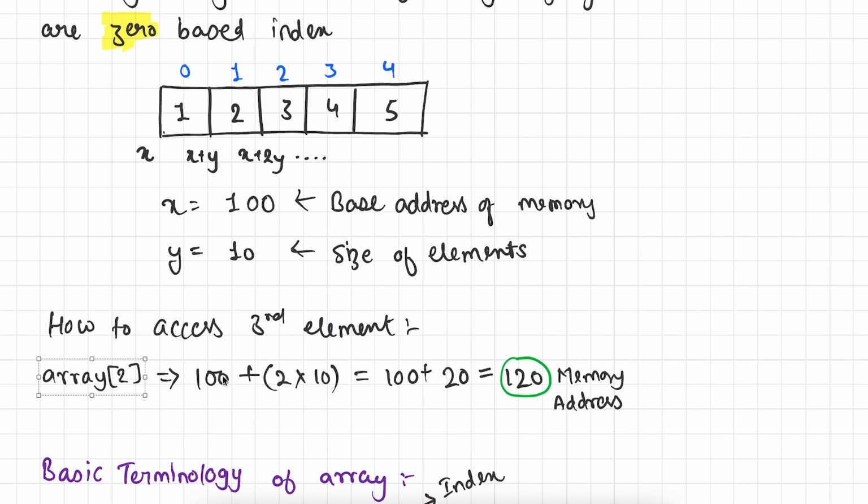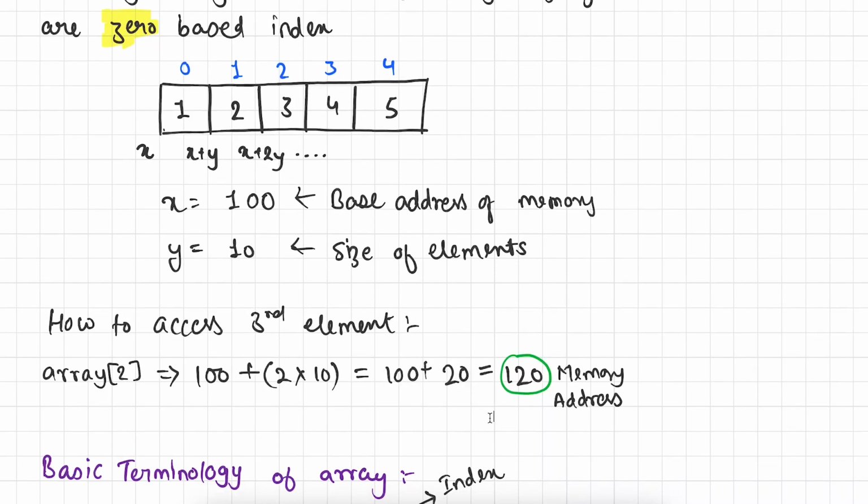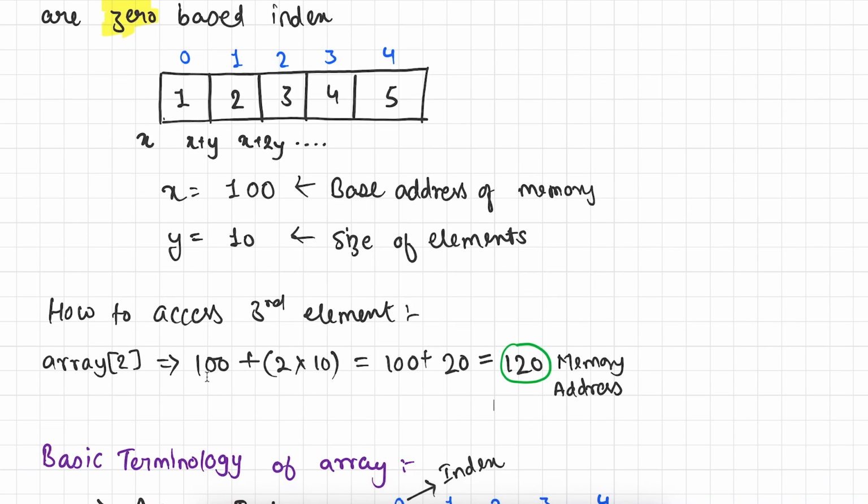Internally, it simply performs this calculation: 100 is the base address, meaning the base address of the first element, plus 2 times 10. 10 is the size of our element and 2 is the offset. So we get 100 plus 20 is equal to 120. So you are going to access the third element at memory address 120.